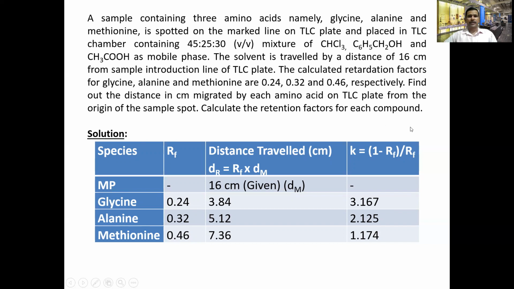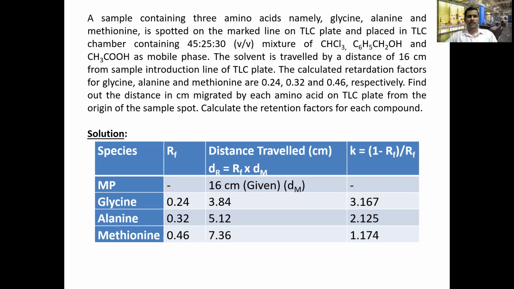A sample containing 3 amino acids, namely glycine, alanine, and methionine, is spotted on the marked line on a TLC plate and placed in a TLC chamber containing a 45:25:30 mixture of chloroform, benzyl alcohol, and acetic acid as mobile phase. The solvent traveled a distance of 16 centimeter from the sample introduction line of the TLC plate. The calculated retardation factors for glycine, alanine, and methionine are 0.24, 0.32, and 0.46 respectively.